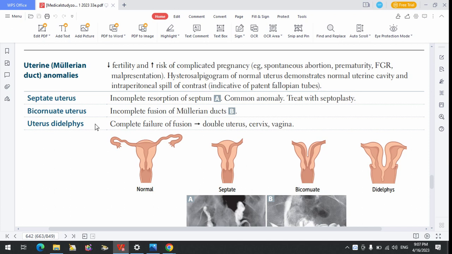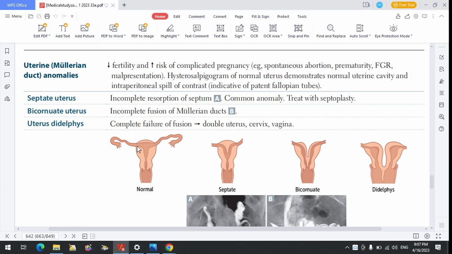Now, the problem starts if you have the entire area not fusing, although it can happen in grades. Maybe some part of the upper area is not fusing, or maybe the entire lower area is not fusing. Now let's look at them one by one. Septate uterus, this is the commonest.